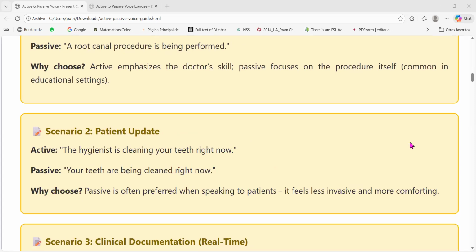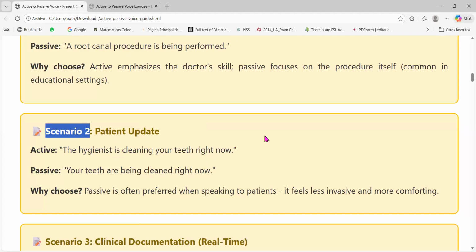My dear Joan Hernandez, could you read scenario 2? Yes. Active: The hygienist is cleaning your teeth right now. Passive: Your teeth are being cleaned right now. Why? Passive is often preferred when speaking to patients. It feels less invasive and more comforting. Thank you, my dear Joan.